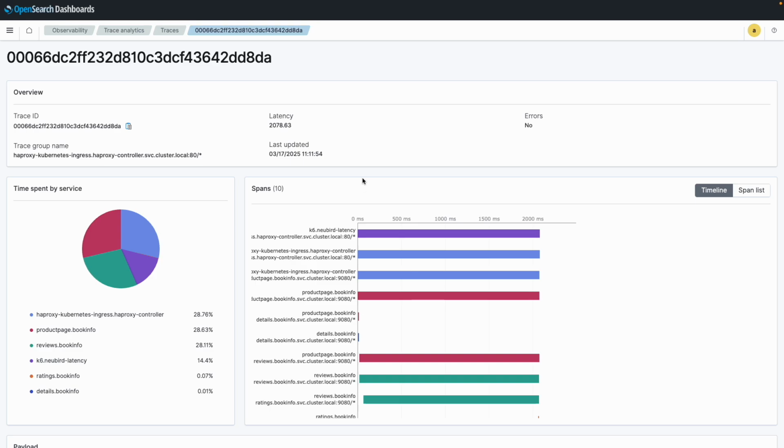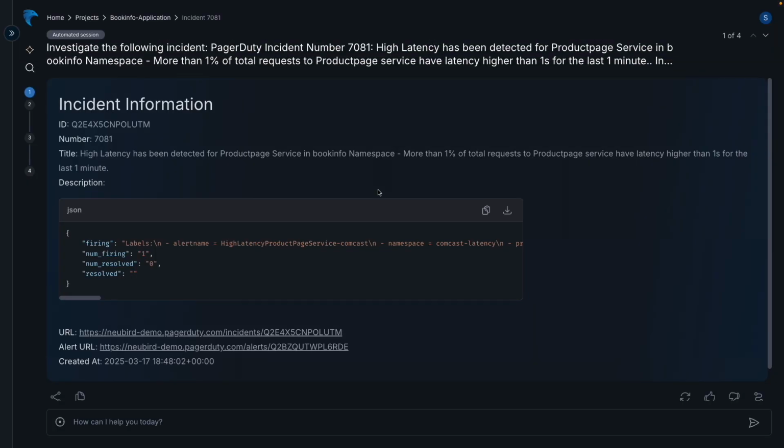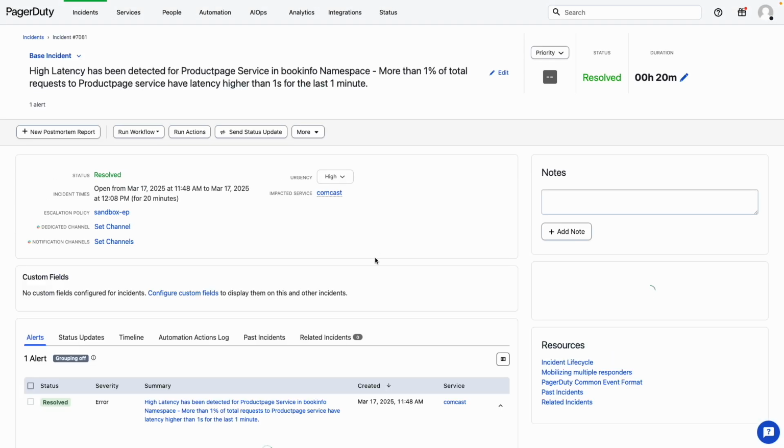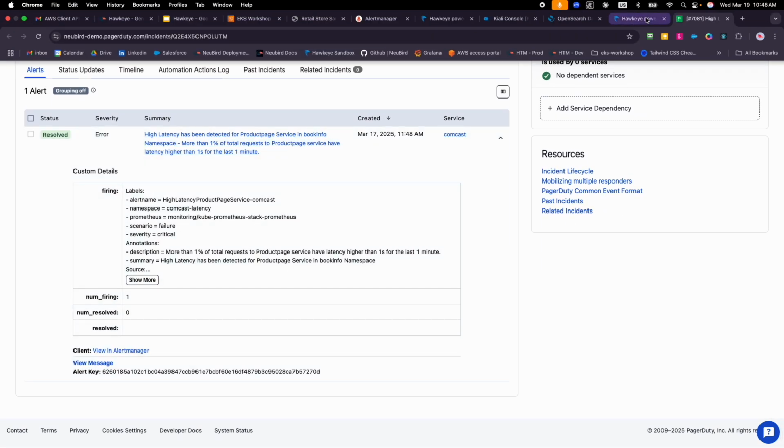And so the goal is to see how Hawkeye can leverage OpenSearch and other tracing backends in order to do root cause analysis. So what we have in Hawkeye is an incident that was triggered through an alert configured with Prometheus Alertmanager that's been forwarded to our PagerDuty as an incident. So we see the actual incident has already been resolved, but this is the original alert coming from PagerDuty.